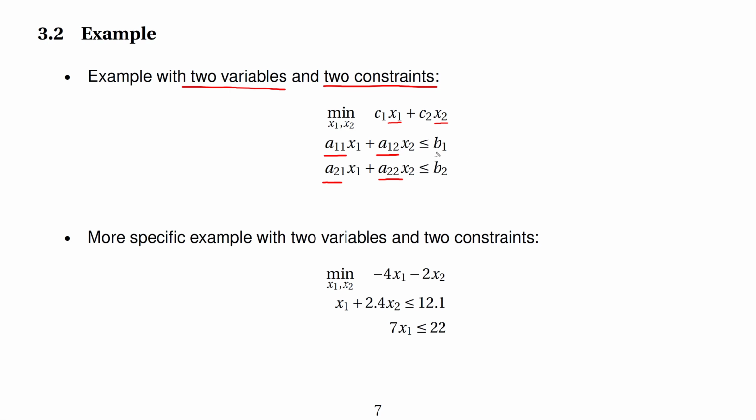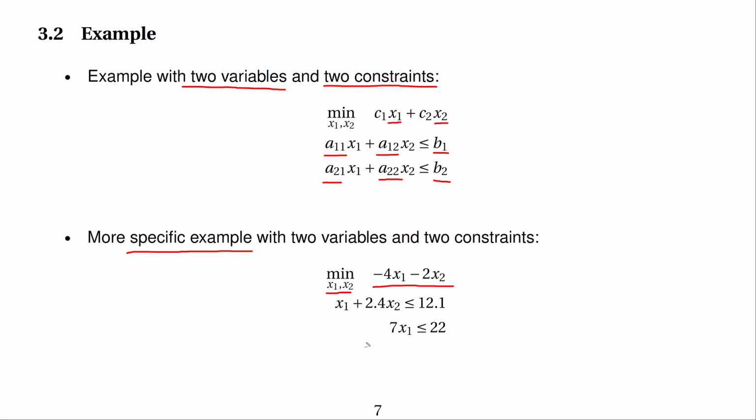On the right hand side we see the elements of the vector b, so b would have two dimensions here, so we have b1 and b2. Then an even more specific example we see at the bottom, where we use arbitrary numbers to make it clear what are the constants and what are the variables. So for example, we would like to optimize minus 4x1 minus 2x2. So in our form we want to minimize this objective function, and then we have two constraints.